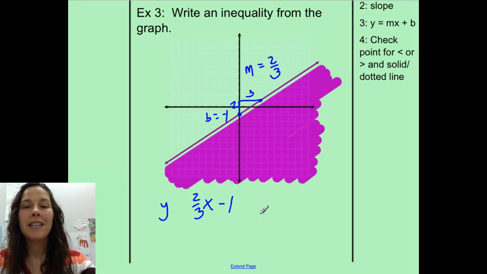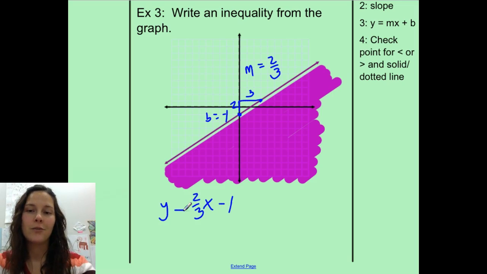Next, I notice that my line is solid, so I know it's going to be an or equal to, so I just need to figure out if it's greater than or less than. So what you can do is take any point that is a solution. I like using 0 as at least one of my values. Unfortunately, 0, 0 is not a solution, so I'll just find a different point on my x or y axis. I'm going to take this point right here. I know for sure this will make my inequality true. That is the point 0, -3.